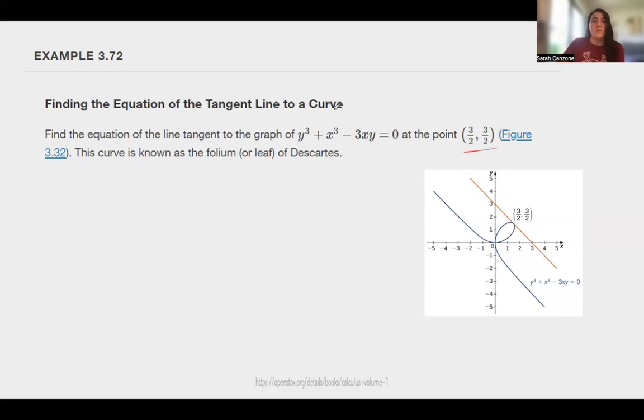All right, so let's go ahead and find our derivative. So we'll go ahead and take the derivative. I'll rewrite the original: y cubed plus x cubed minus 3y equals 0.